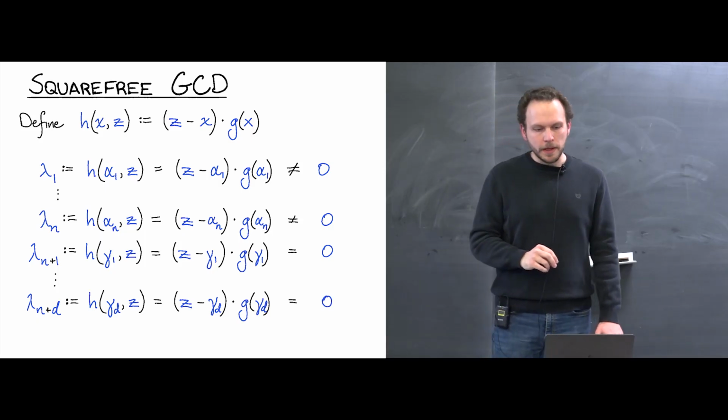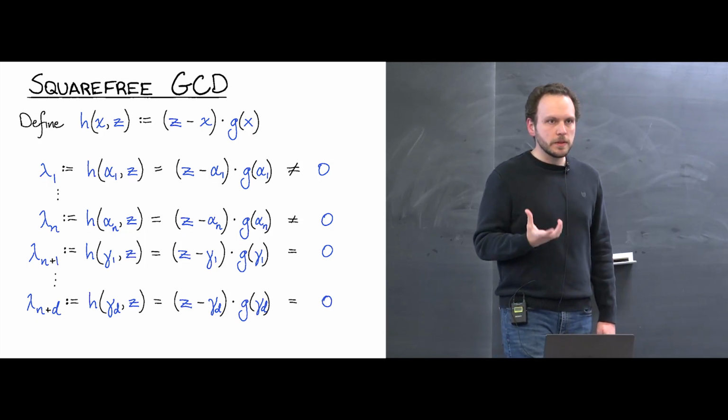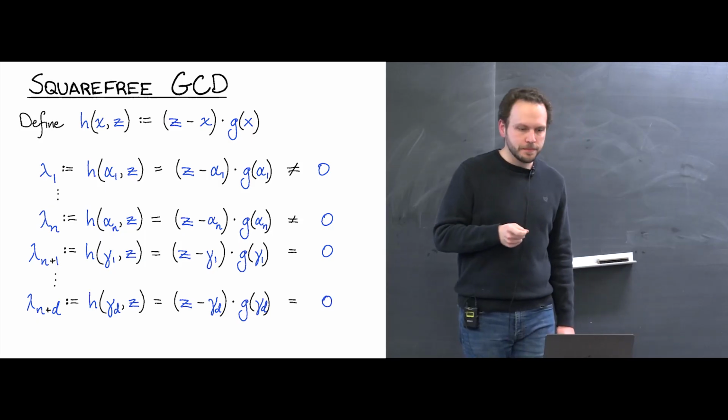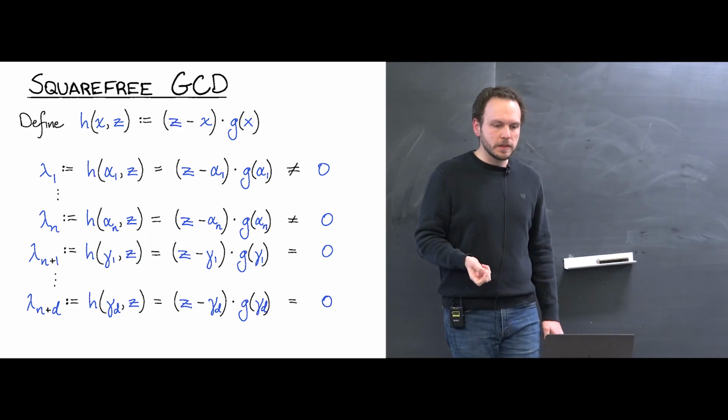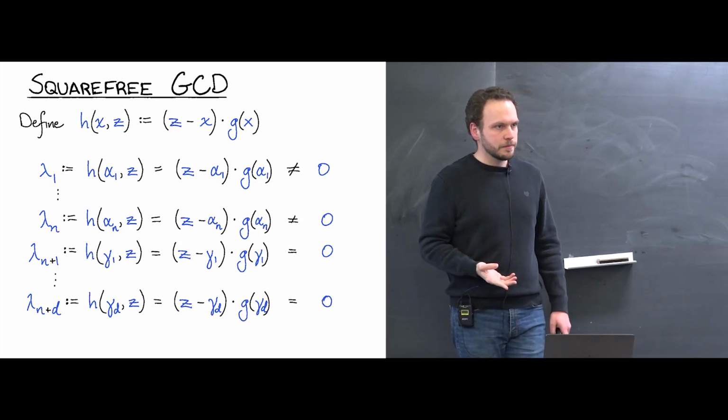On the other hand, if you plug in one of the gammas, well, this g of gamma 1 is going to be equal to 0. The gammas are shared roots between f and g. And this is true for all the gammas, that all of these evaluations turn out to be 0.